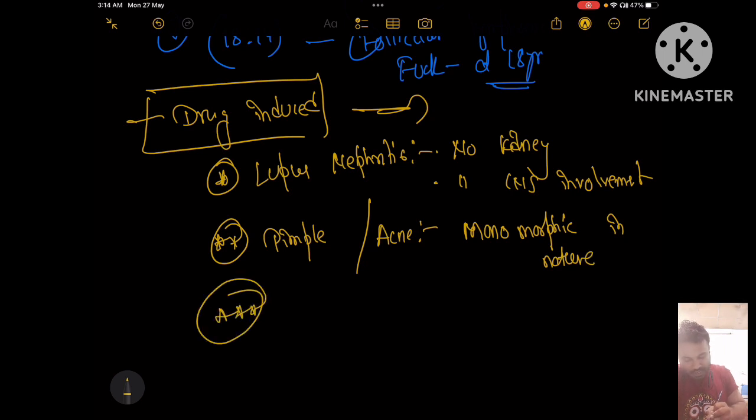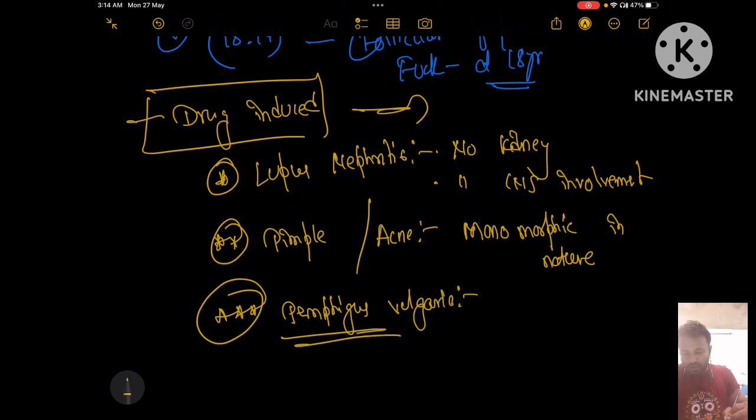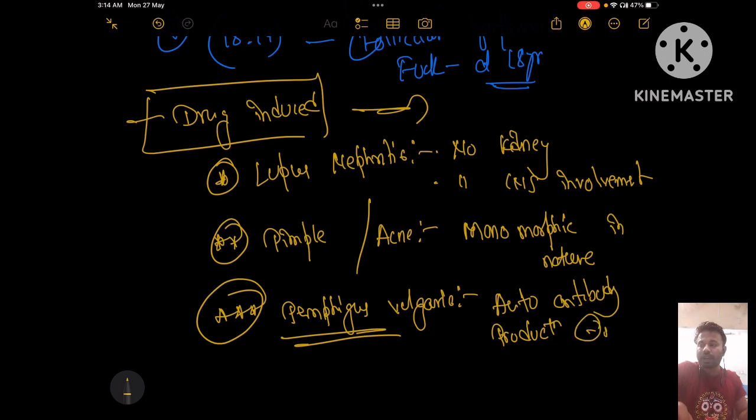Next, drug induced pemphigus vulgaris. Here, autoantibody production is absent. And that's all.